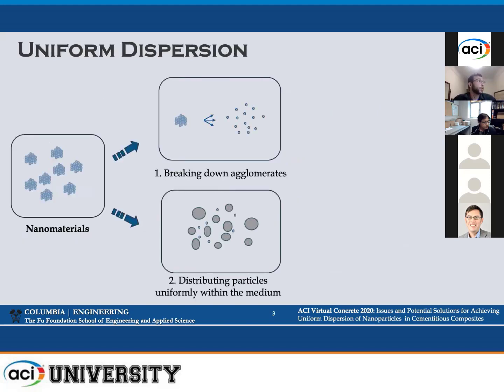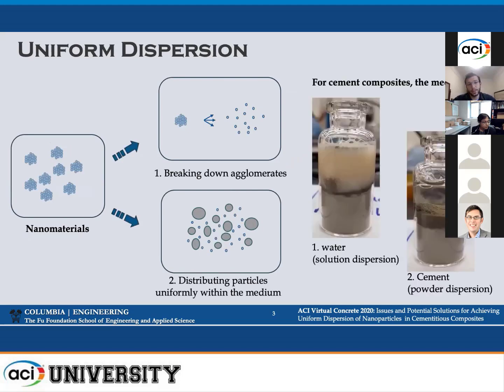Now, in order to create uniform dispersion of nanomaterials, this essentially entails two processes. First, we need to be able to break down agglomerates into individual particles, and then we need to be able to distribute these individual particles uniformly within the medium. For cement pastes and cement composites, that medium is either water or cement. Most of the presentations before me were focused on water and solution dispersion techniques, but there are other techniques that we can utilize, in which we disperse the nanomaterials onto the cement surface in a powder dispersion.